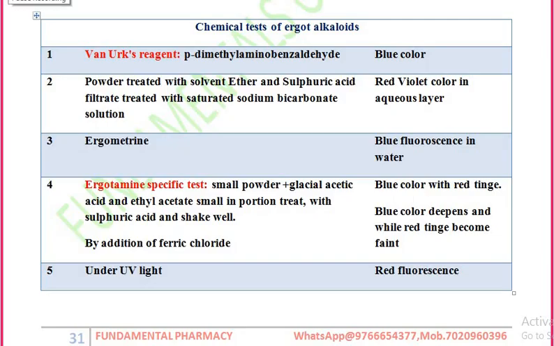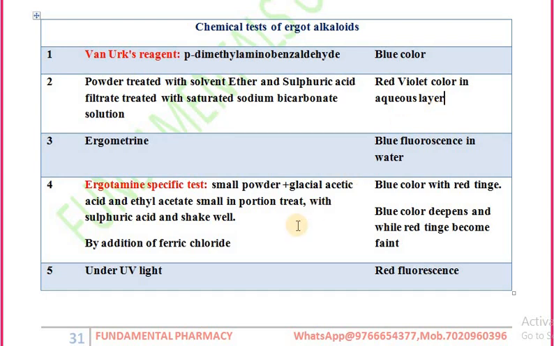So the next important point is the chemical tests for ergot alkaloids. The first one: ergot alkaloids will give a blue color with para-dimethylaminobenzaldehyde, which is known as Van Urk reagent. The next one: ergot powder is treated with ether and sulfuric acid. You have to filter the treated solution, then add sodium bicarbonate. It will give you a red violet color in the aqueous layer.